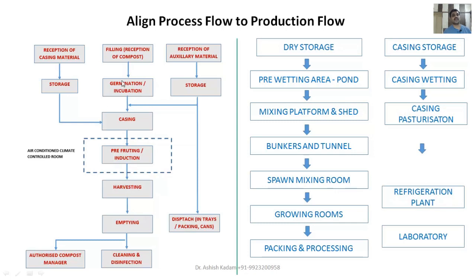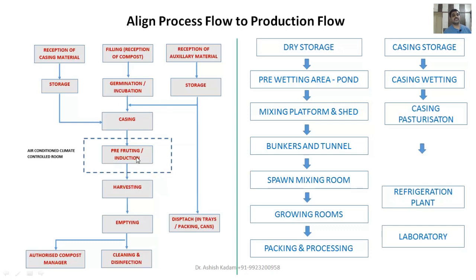Once this process starts, and you get good growth or good spread of the mycelium, once you start seeing the milky whitish color in the compost, then you start the casing. The casing will then come from the storage yard. From the storage yard it will go into the pasteurization chamber. After the pasteurization chamber, it will come into the growing room area. So we need to provide this process.